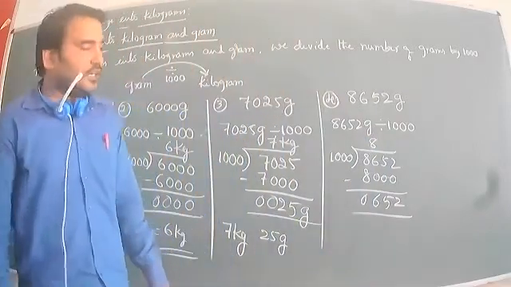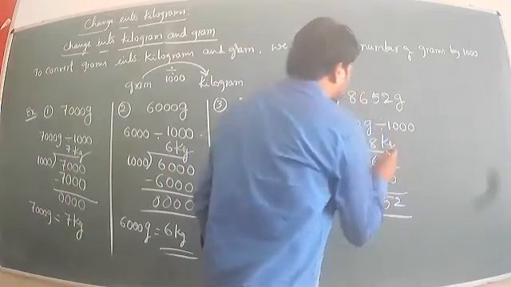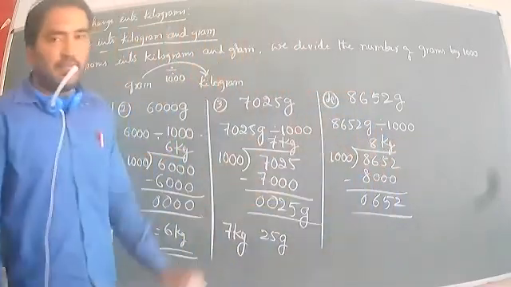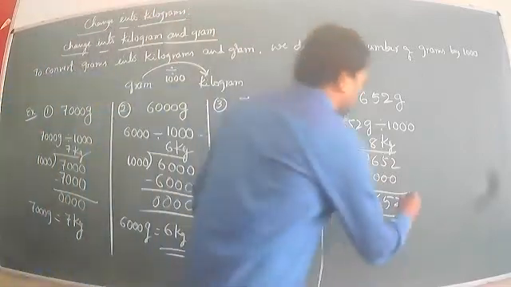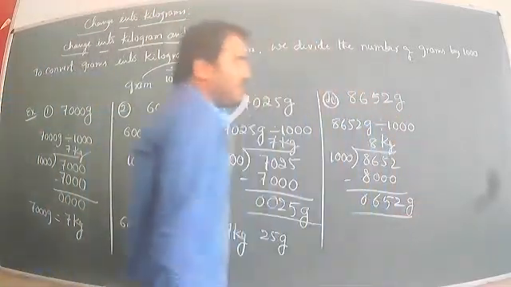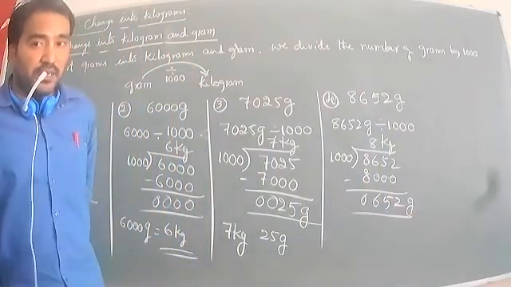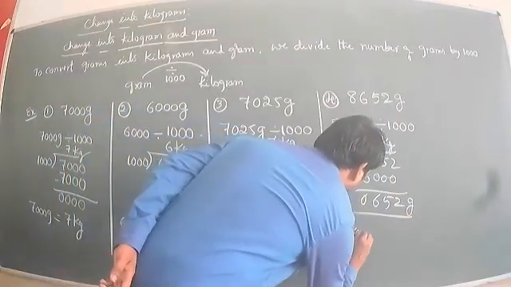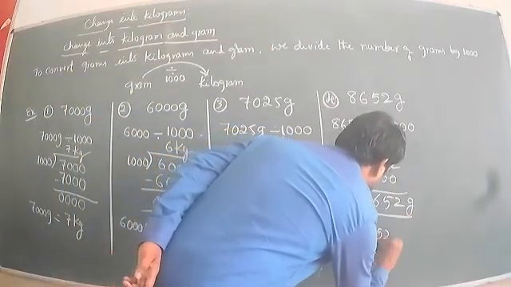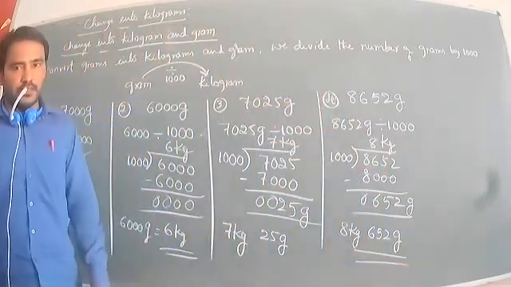So we get the answer. What is the kg? It is kg: 8 times thousands are there in the 8,652. That is called kg. Next, the remaining is 652 grams. So that is called gram. The remainder is considered as grams. So we should write 8 kg 652 grams. So this is the answer.